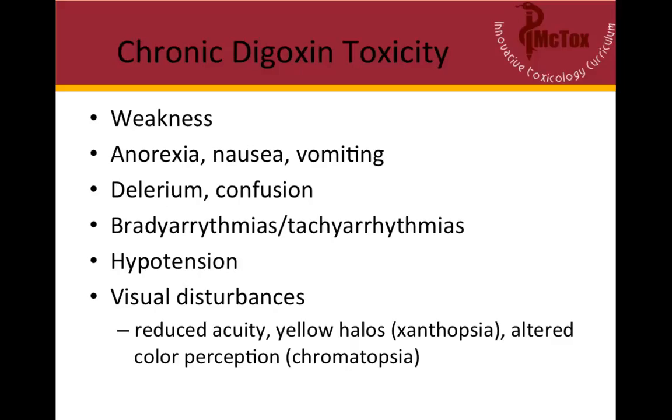Chronic digoxin toxicity has a more insidious onset, often in the context of concurrent illness with acute renal insufficiency. Some of the features include weakness, anorexia, nausea, vomiting, delirium, and confusion. Similar to acute toxicity, a wide variety of bradyarrhythmias or tachyarrhythmias may be present, as well as hypotension. Visual disturbances such as reduced visual acuity, altered color perception, or the classic xanthopsia, where there are yellow halos around lights, is more classically seen with chronic digoxin toxicity.